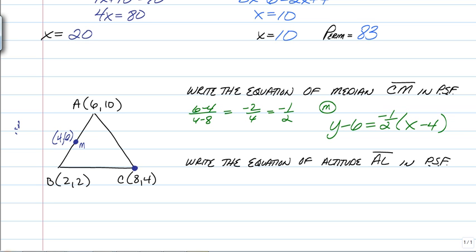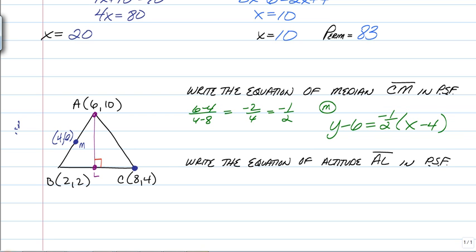To work with an altitude, we're going to drop altitude AL. Problem is we do not know the coordinates of L because L is not necessarily a midpoint because altitudes do not cut sides in half, but they do make 90-degree angles. So this time we have to take a different approach. If we want to know the slope of line AL, we need to know the slope of BC because BC is going to be perpendicular to it because that's what altitudes are. They are perpendicular to the side they're going to.